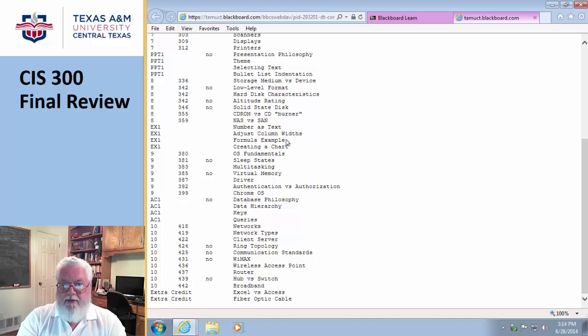Next it talks about multitasking. We have single tasking operating systems and multitasking operating systems. I gave you some examples of those, and if you can remember those examples, I think you'd be in good shape.